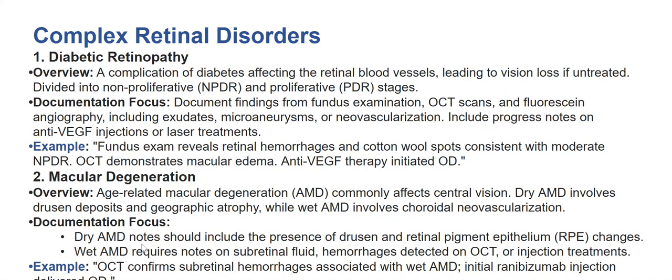Documentation focus: dry AMD notes should include the presence of drusen and retinal pigment epithelium (RPE) changes. Wet AMD requires notes on subretinal fluid, hemorrhages detected on OCT, or injection treatments. Example: OCT confirms subretinal hemorrhages associated with wet AMD, initial ranibizumab injection delivered OD.